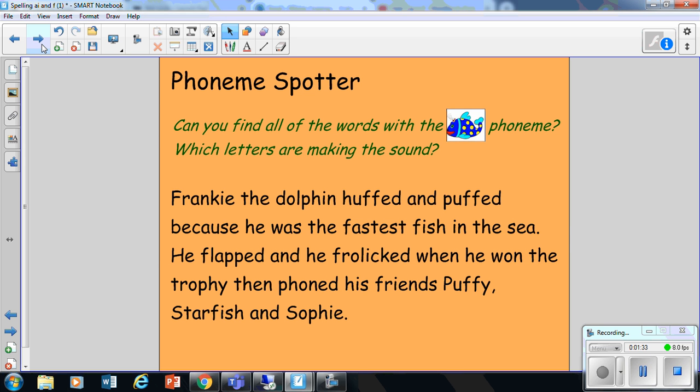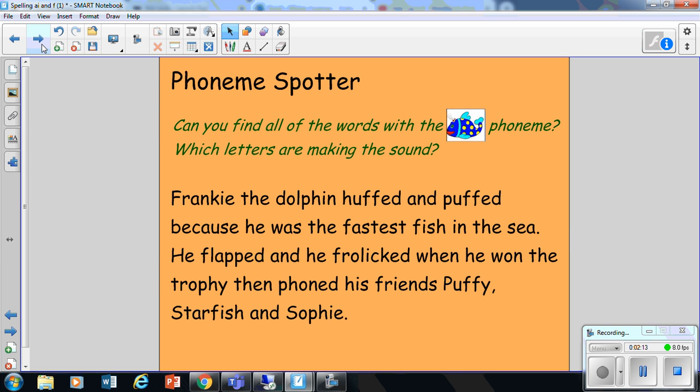I'm going to read this little bit of text. You should have a phoneme spotter sheet. You will need your sheet and your pencil, and as I read along you are going to underline or identify the different phonemes. Which letters make the f sound? You're going to underline them. Remember, we put a line under the digraphs or trigraphs, although here we only have a digraph, and we will put a dot underneath the single letter sounds.